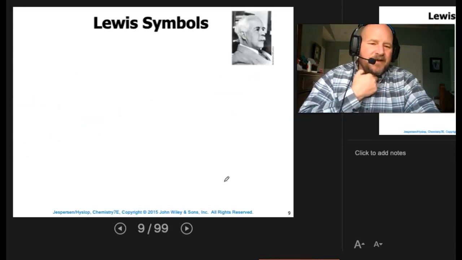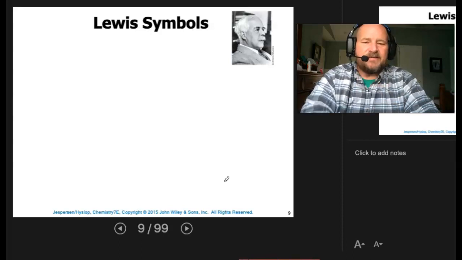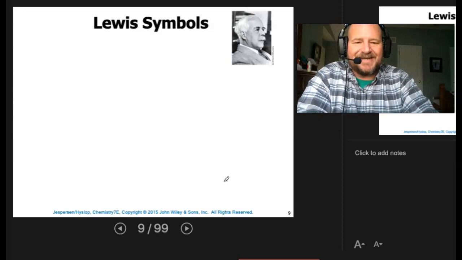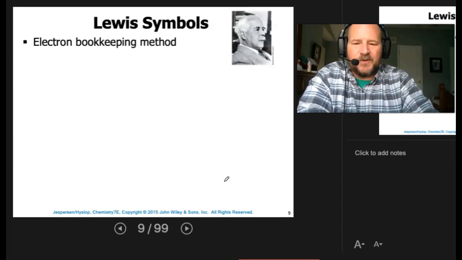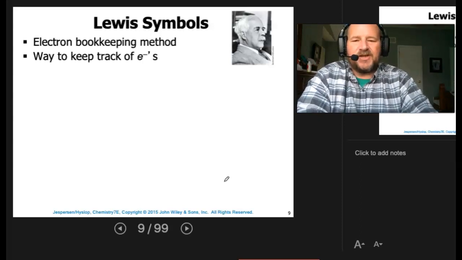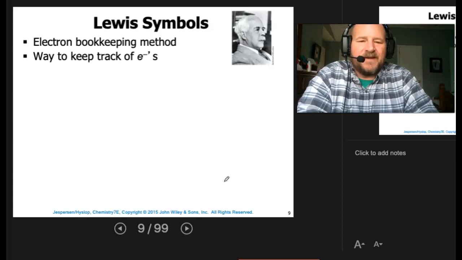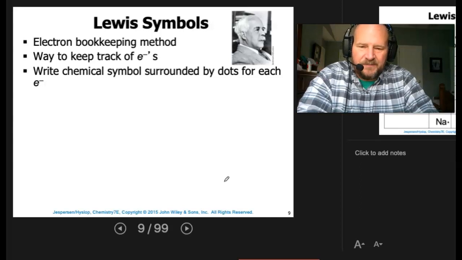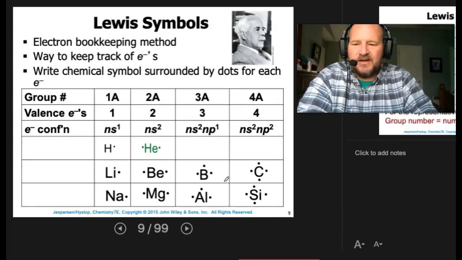The next topic we're going to get to is Lewis symbols, and this is usually the typical jump we make. We go from electron configurations to electron dots. So remember, this is an electron bookkeeping method. It's basically just keeping track of the valence electrons. So we'll write the chemical symbol, and then we'll surround it by dots representing each electron. We look at the group number, that tells us the valence number.